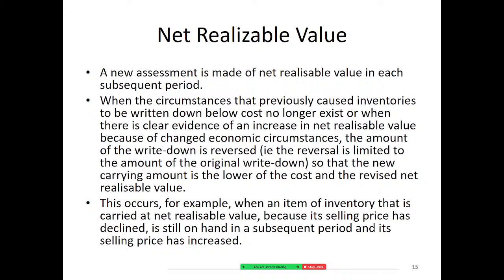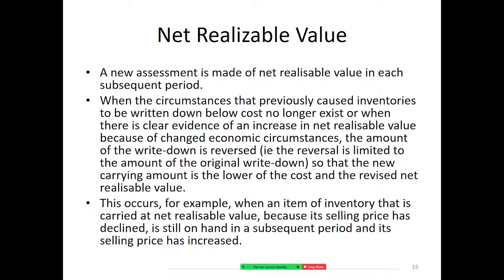Inventory held in the entity even after the end of the accounting period, so that the value of inventories should be valued in future periods also, subsequent periods also. When the circumstances that previously caused inventories to be written down below cost no longer exist, or when there is a clear evidence of an increase in net realizable value because of changed economic circumstances, the amount of written down is reversed.